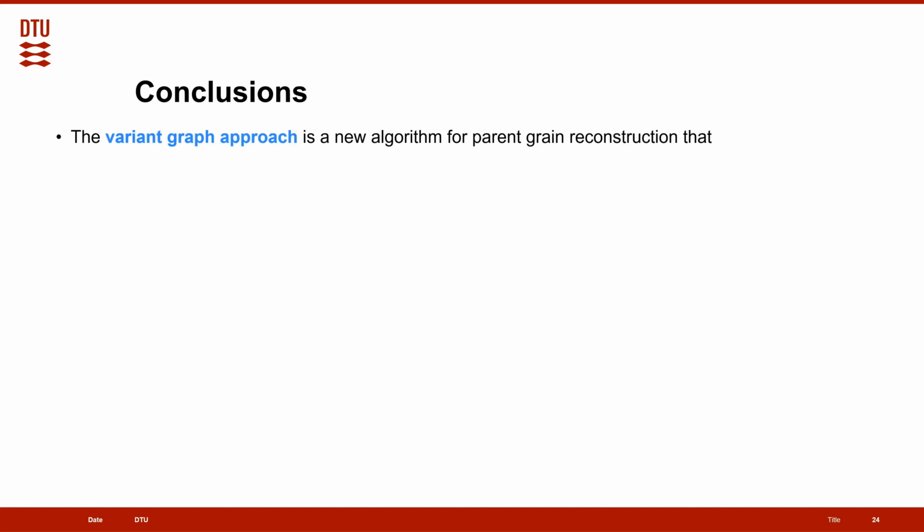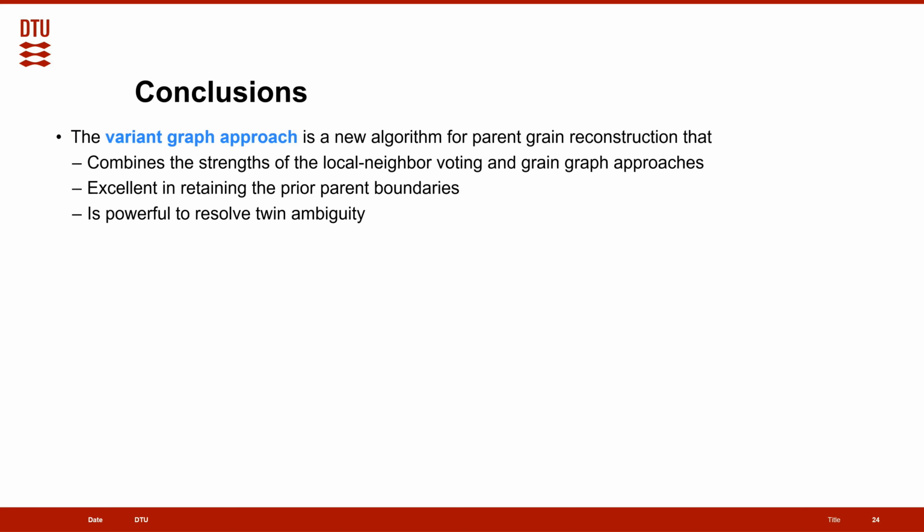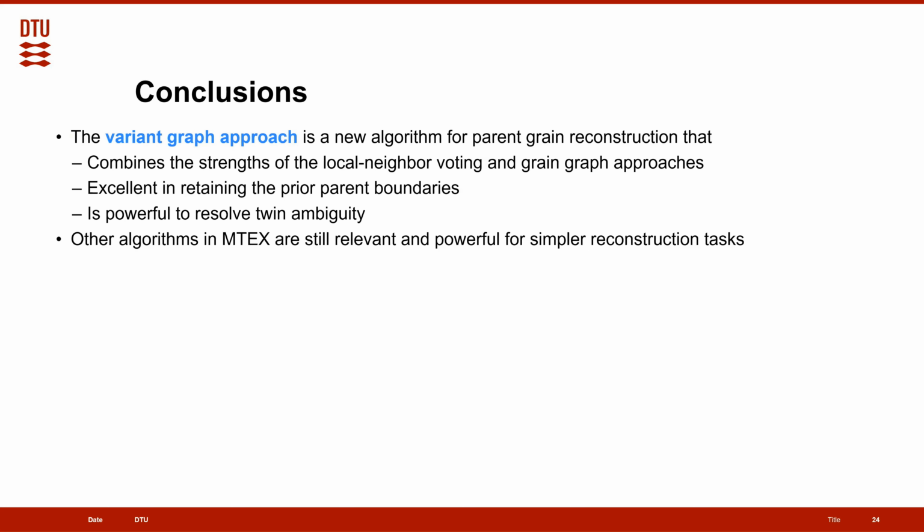The variant graph approach is a new algorithm for parent grain reconstruction that combines the strengths of the local neighbor voting and the grain graph approaches. It's excellent in retaining the prior parent boundaries. It's powerful to resolve the twin ambiguity, even though some work still remains, and Tuomo is going to touch on this in the next talk.